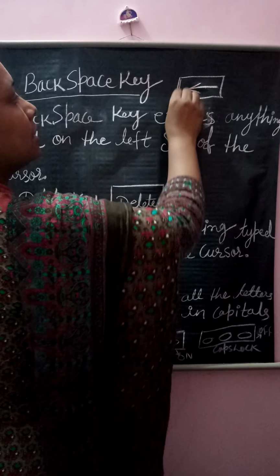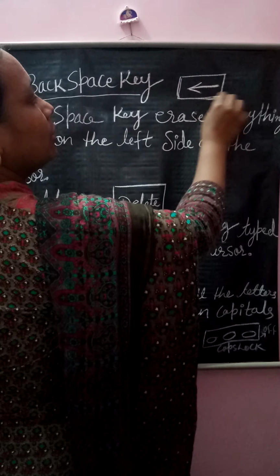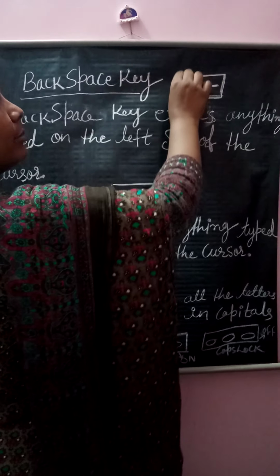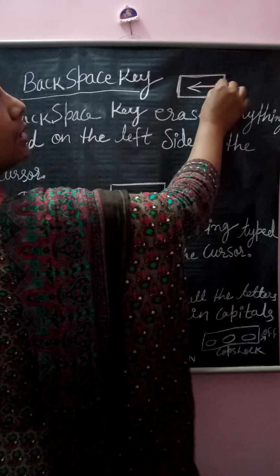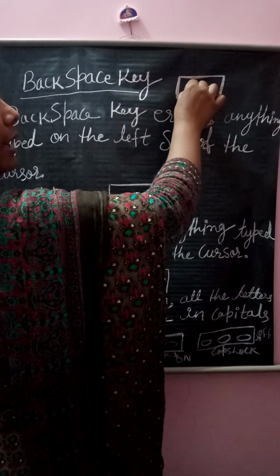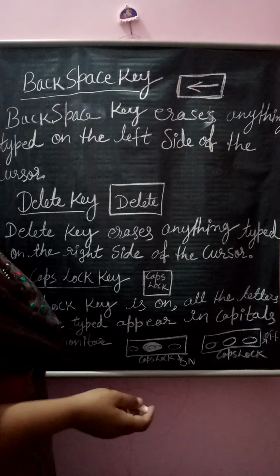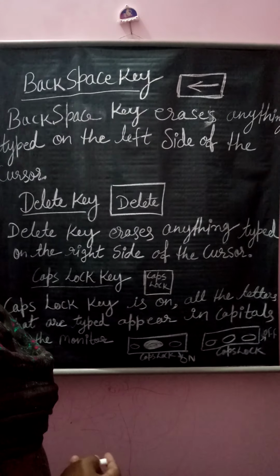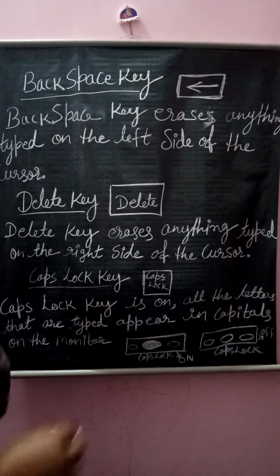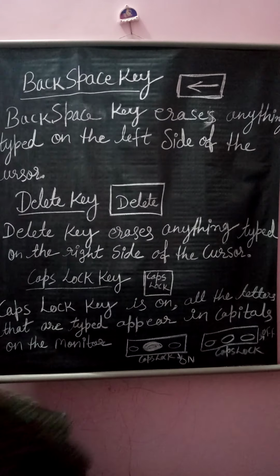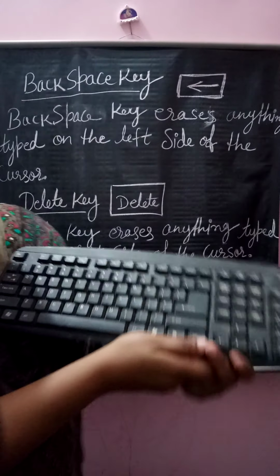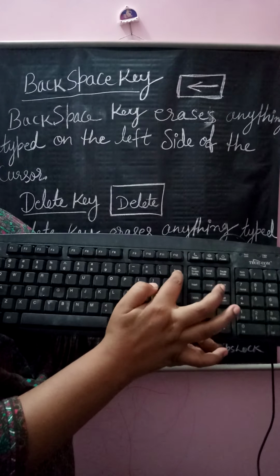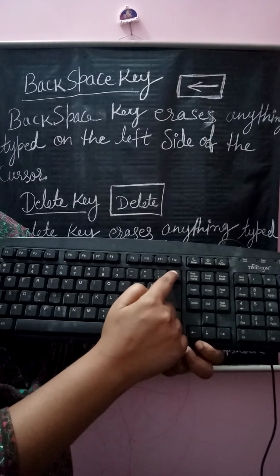And just see how you know that this one is your backspace key. You have a button on your keyboard with the back arrow, or sometimes it is written as backspace also. Okay, now I'm showing you the back key on a keyboard. Just see, all of you. Okay, this is your backspace key, just above the enter key.